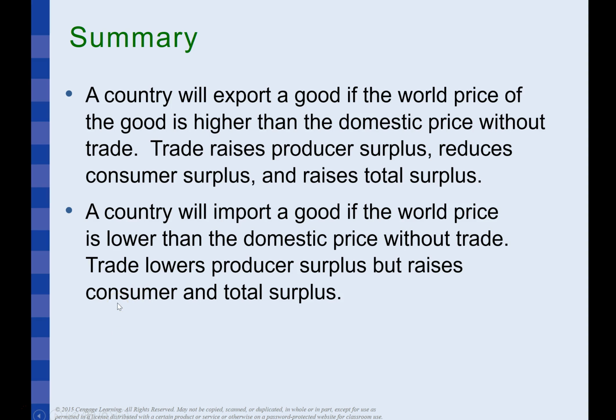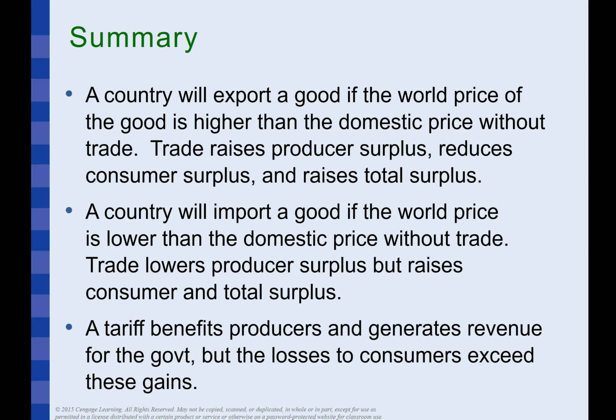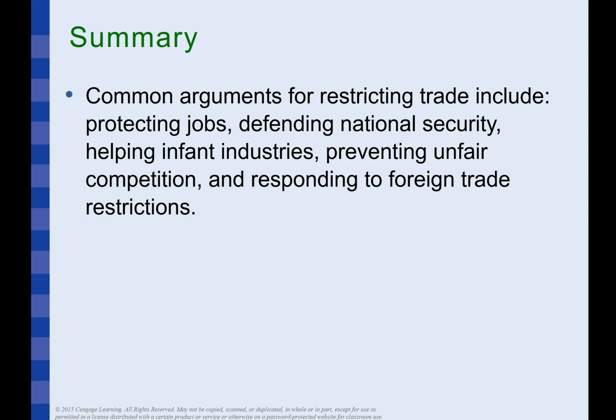A country will import a good if the world price is lower than the domestic price without trade. So before trade, if the world price is less than what can be produced domestically, it's going to make the country incentivized to import the good at the lower world price. That trade lowers producer surplus, but it makes consumers better off and raises total surplus. A tariff benefits producers and generates revenue for the government, but the losses to consumers exceed the gains. So all of those you have some good graphical examples of. If you go back through the PowerPoint or the chapter, you can see good examples of that.